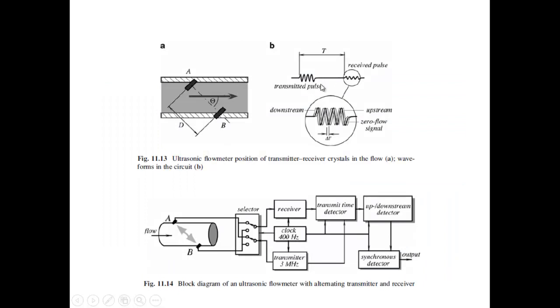So we have a transmitted pulse and a received pulse. For the upstream, we may see a phase shift in the signal, or in the downstream we may see a phase lag in the transmitted signal. And this is how it looks. You have a transmitter and a receiver associated with this type of sensor, and a clock that controls this transmission and reception.